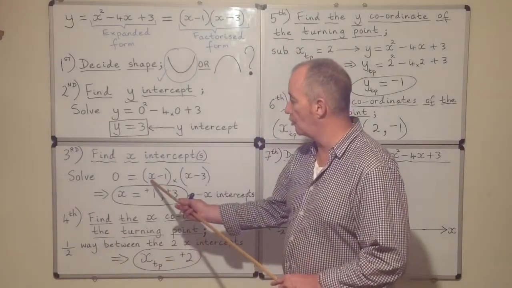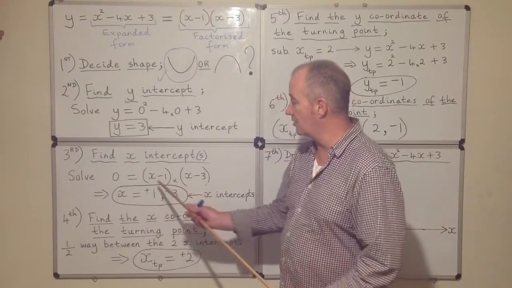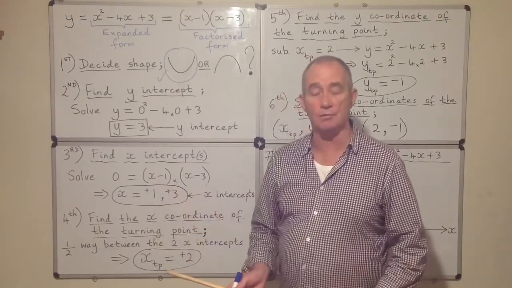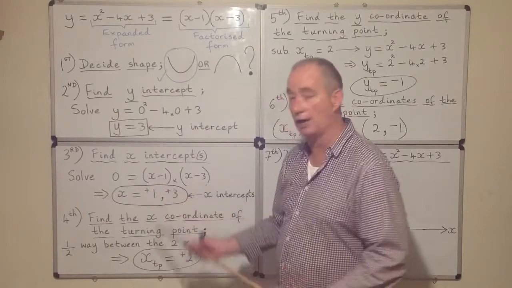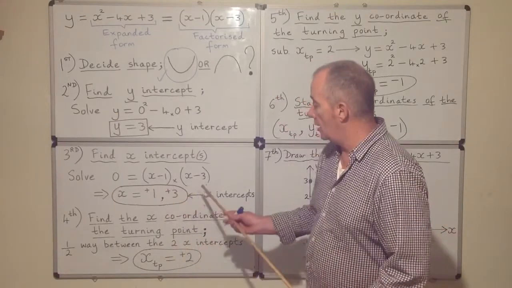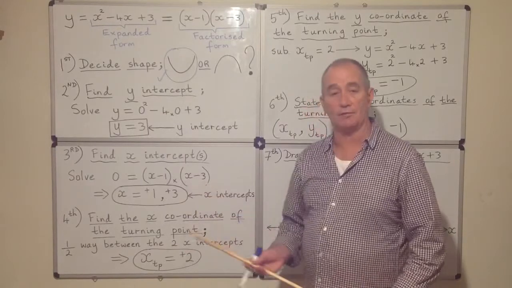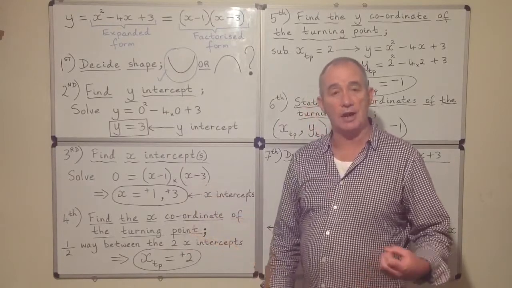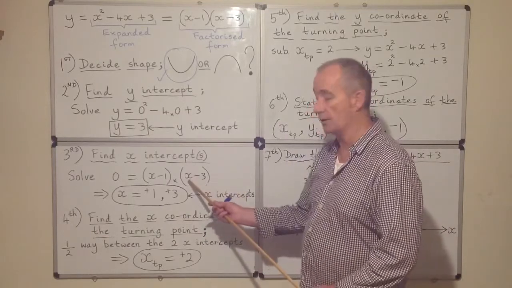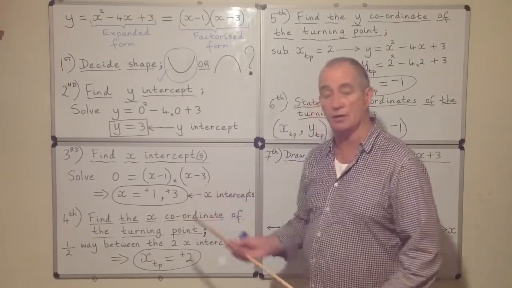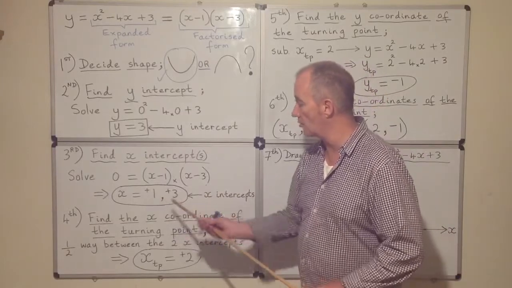What's the number? The first factor is x minus 1. The number value of x which makes this first factor, x minus 1, equal to 0 is positive 1, because positive 1 minus 1 is 0. The second factor is x minus 3. The number value of x which makes the second factor equal to 0 is positive 3, because positive 3 minus 3 equals 0. So the two x-intercepts are positive 1 and positive 3.